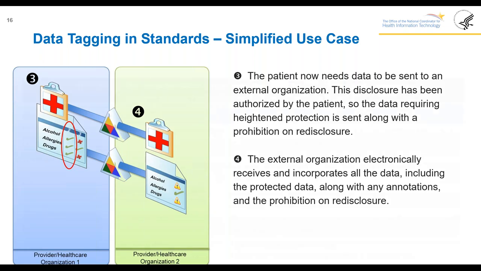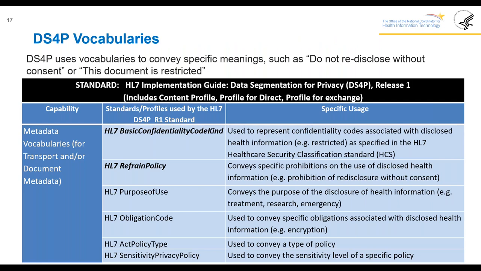Next slide, please. This does rely on some of the underlying standards, and there are a number of them that work hand in hand. The data segmentation for privacy standard is not the sole answer to any of this, and it does utilize vocabularies, it references other standards. And I've highlighted two here that you may hear people talking about throughout the day today. The confidentiality code, which is used to represent an overall level of restriction on a CDA document, for example. In the CCDA, that has been constrained to the values of normal, restricted, or very restricted. So think of that as the high watermark or the high level restriction that goes on the outside of an envelope.